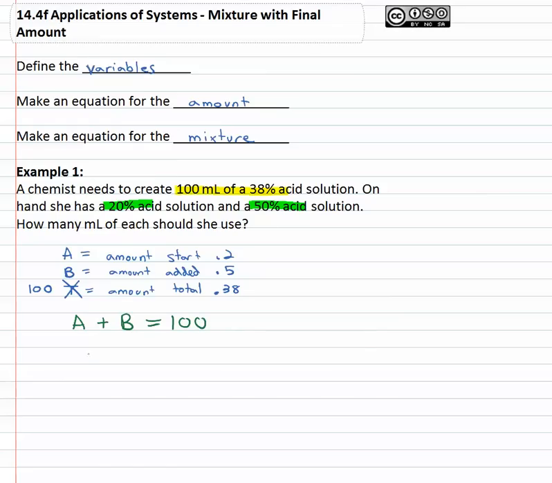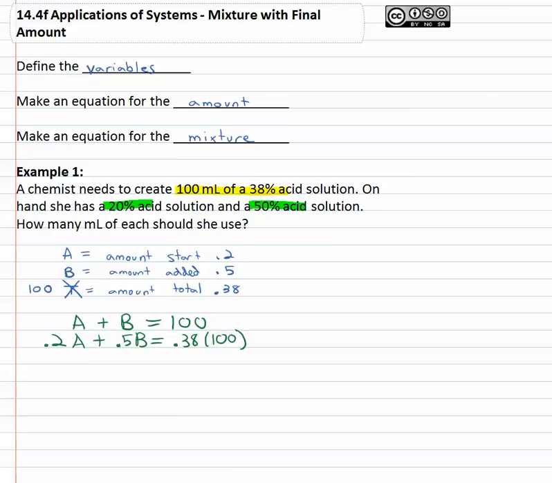Then when we create our mixture, for each A, she gets 20% of it in acid, so we'll multiply by 0.2. For the B, she gets 50% in acid. We'll multiply by 0.5 and add those together to get the final amount, which is the 38% of the total, which is the 100. Again, notice in mixture problems, we see this percent times the amount, percent times the amount, all the way across.